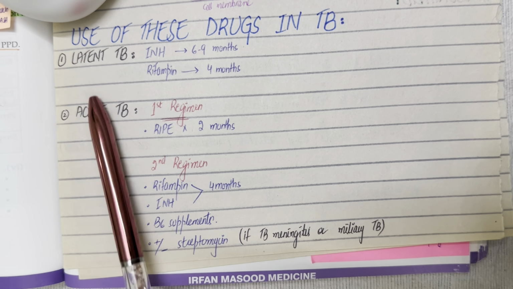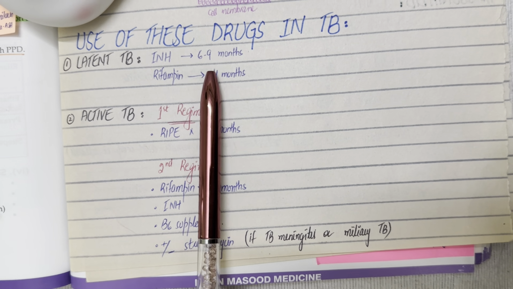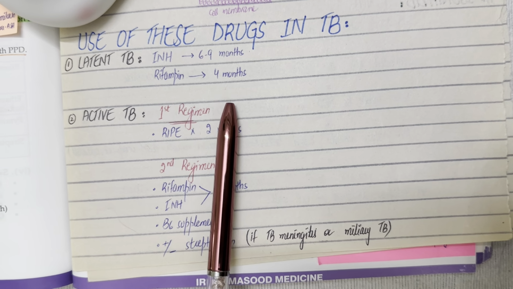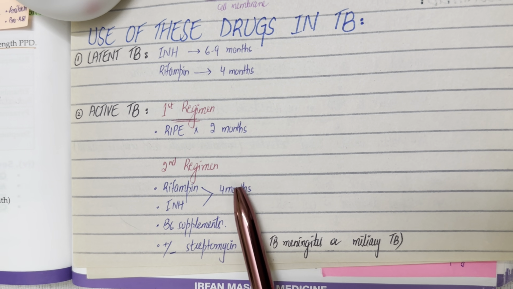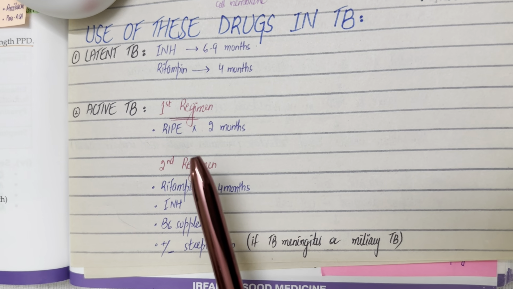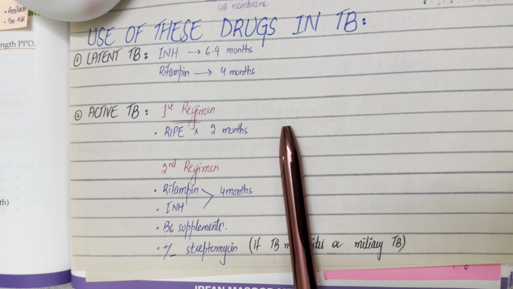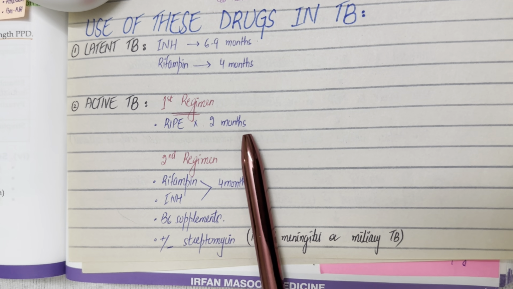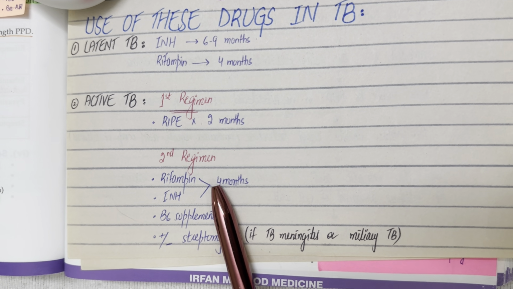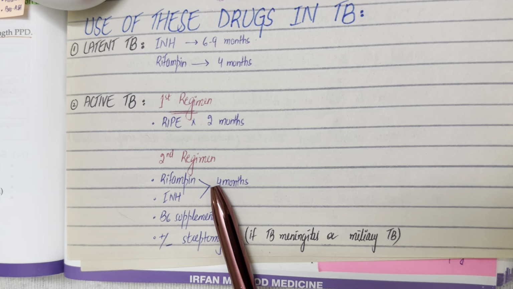If we have latent TB, isoniazid is used for 6 to 9 months or rifampin is used for 4 months. And for active TB, we have two phases. One is the first regimen, one is the second regimen. The first regimen we call the initial phase, and the second regimen is the continuation phase. In the initial phase, we use all four RIPE drugs, which are rifampin, isoniazid, pyrazinamide, and ethambutol, for 2 months. And in the continuation phase, we just omit pyrazinamide and ethambutol, and we continue rifampin and isoniazid for a further 4 months.